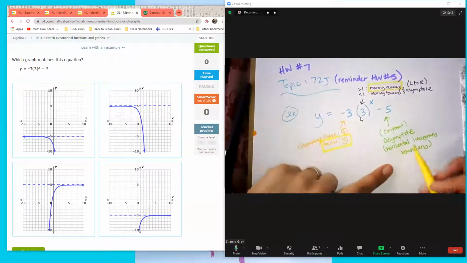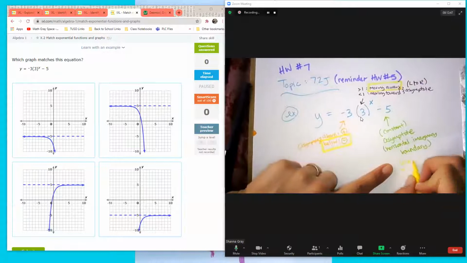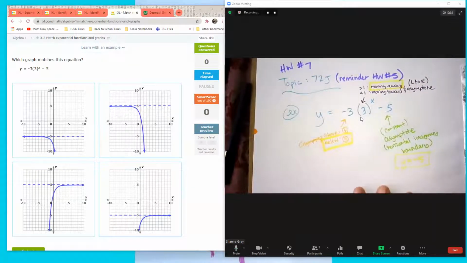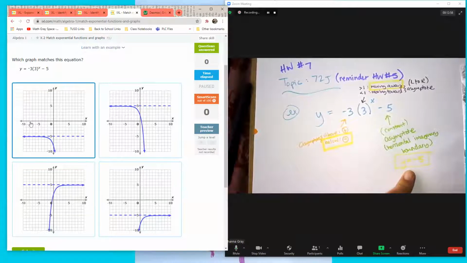And then here, I'm looking for y equals -5. It's kind of hard to see with that yellow, but that's what that says. That's that boundary. So it is definitely the first one. It's moving away, it's underneath, and it's at -5.